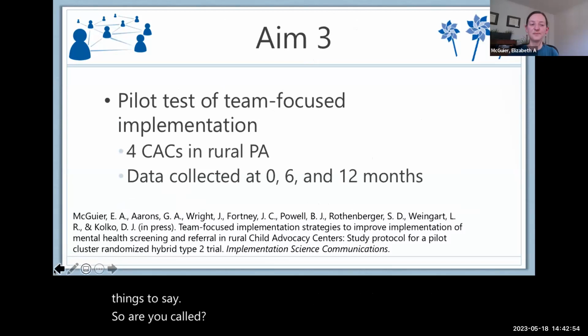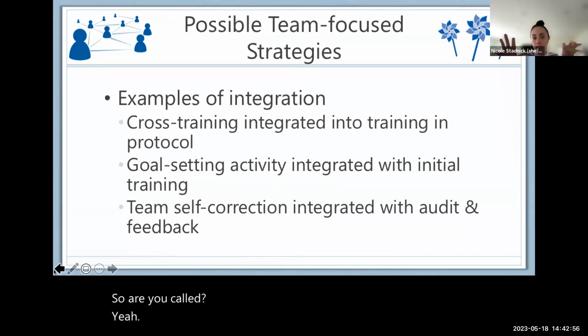This is reminding me a little bit of a potential positive deviance approach, where you could look at teams that are implementing this screening and referral protocol well, understand what they're doing to be successful, and use those as a starting point for some of these team level strategies that you would offer to other CACs.